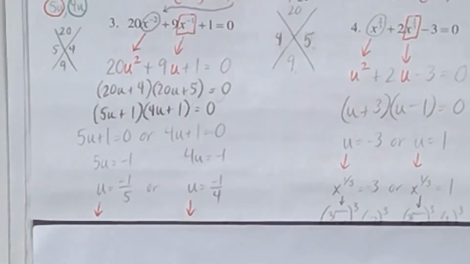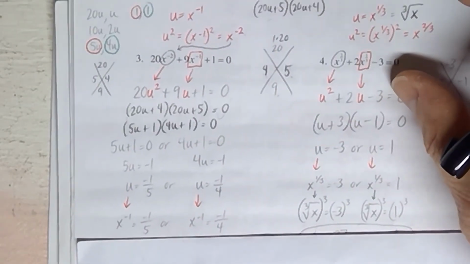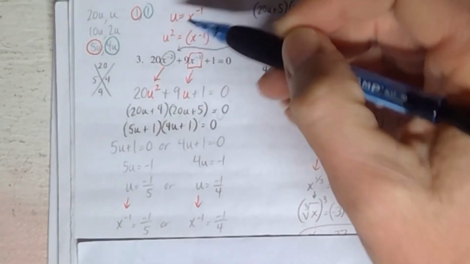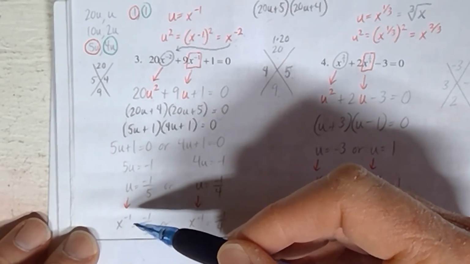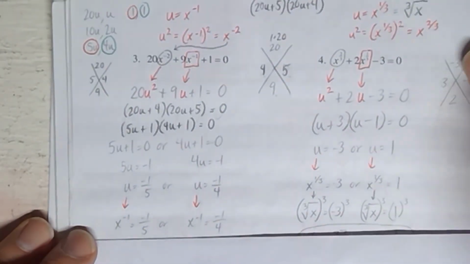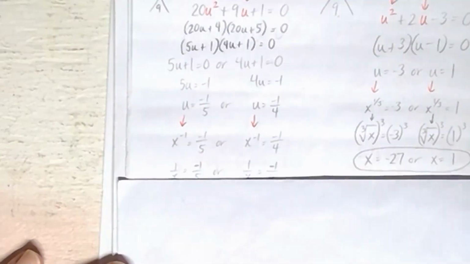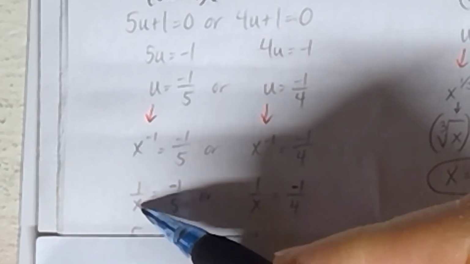As always, after I solve for u, I then what? I then take what u was equal to, which is x to the negative 1, and I put that back in the place of u. But as I told you guys, hey, well, what do we do when we have a negative exponent in an equation? We what? We replace that with the fraction equivalent.